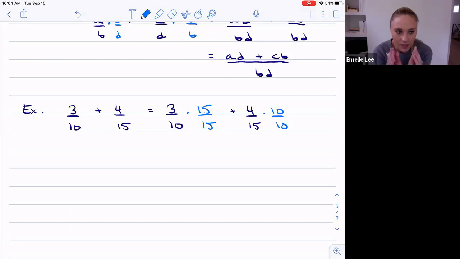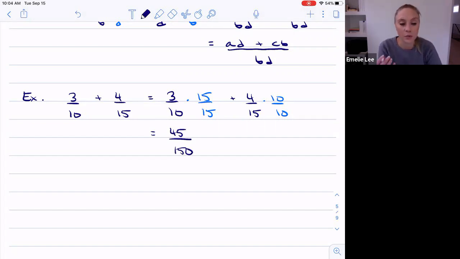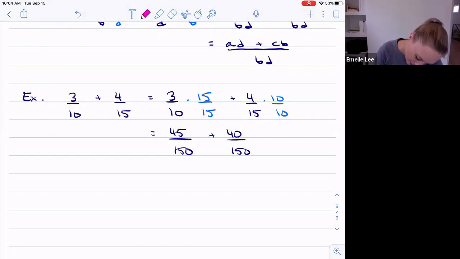Now, each of these terms are being multiplied, right? So first I'm going to multiply and then I can add these, because then I'm going to have that common denominator. So what I get here is 3 times 15, which is 45, over 10 times 15, 150, which is what we said our common denominator would be. Plus 4 times 10 is 40, over 150 again. So now I've got this common denominator.